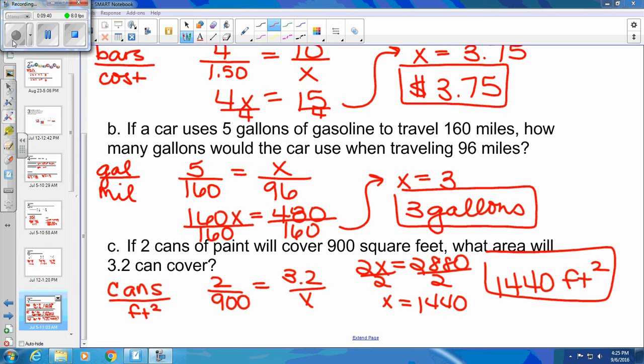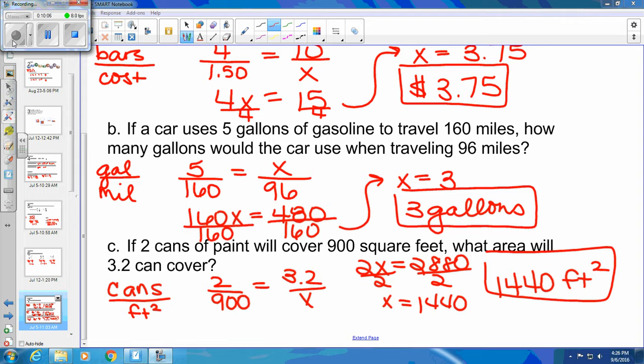Okay, 3 gallons sounds reasonable for traveling 96 miles, okay? If I'm using 5 to travel 160, I'm obviously going to have to use less than 5 when I'm traveling 96 miles. The same with the paint question. If 2 gallons covers 900 square feet, 3.2 gallons is going to obviously have to cover more than 900 feet.